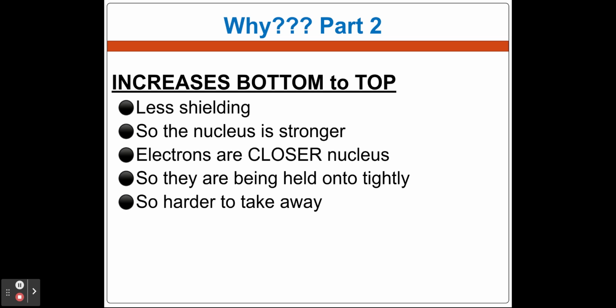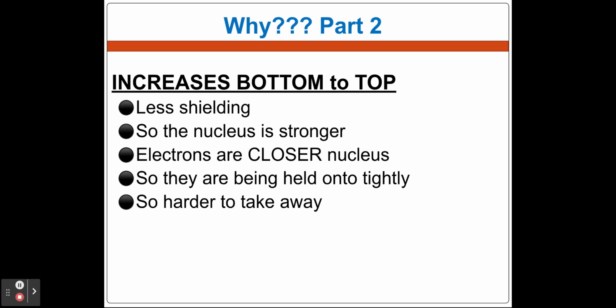So what about from bottom to top? Why does ionization energy increase from bottom to top? Well, that's because there's less shielding, right? So you've got fewer shells as you go. Remember, the period number corresponds to the number of energy shells you have, right? So if you're going from the bottom to the top, you're decreasing the number of shells.